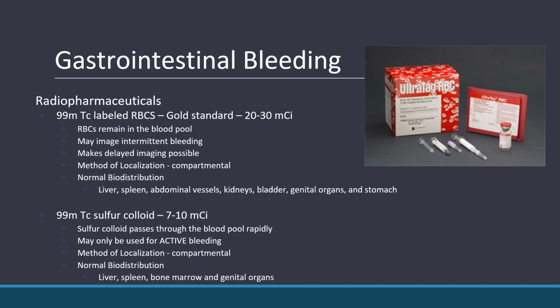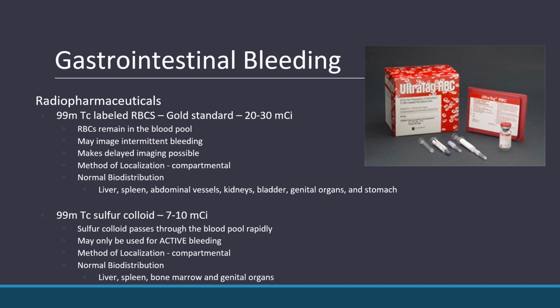So with gastrointestinal bleeding, there are two possible radiopharmaceuticals. There is the Tc-99m labeled red blood cells. This is the gold standard. This is the preferred way to image them. You would use 20 to 30 millicuries, and this should be done using in vitro tagging using the UltraTag kit.